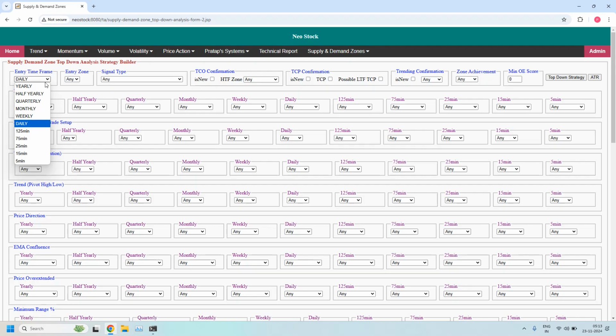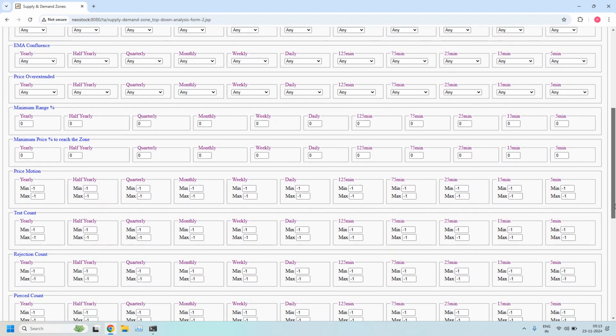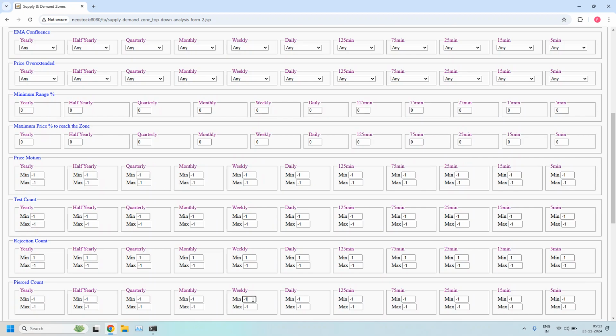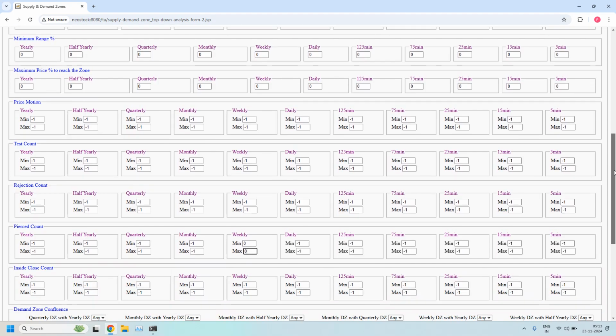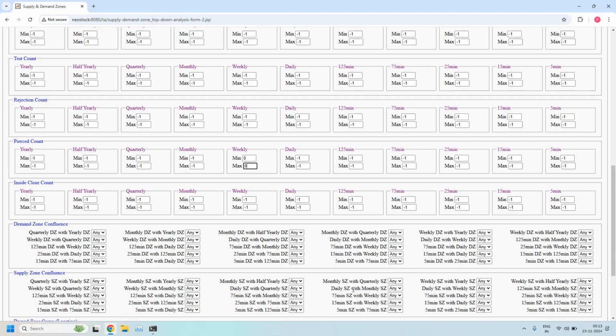For weekly time frame, and these supply zones should not be pierced. So weekly supply zones should not be pierced. And those weekly supply zones should have confluence with monthly time frame, monthly supply zones. So that's why in the supply zone confluence, weekly supply zones with monthly supply zone confluence filter is enabled.